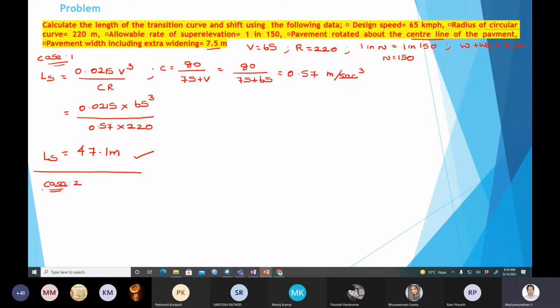So how are we introducing the allowable rate of super elevation? From the equations we have seen, there are two equations. One is with respect to the center line and another is with respect to the outer edge. Here they have clearly given that the super elevation is introduced with respect to the center line. So the equation is nothing but LS is equal to En divided by 2.